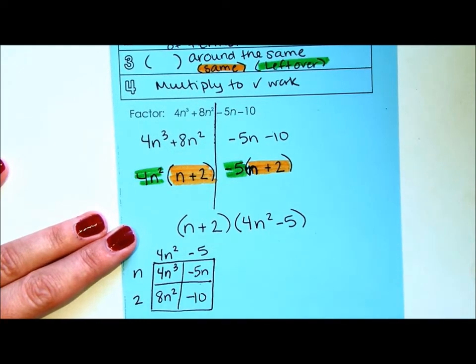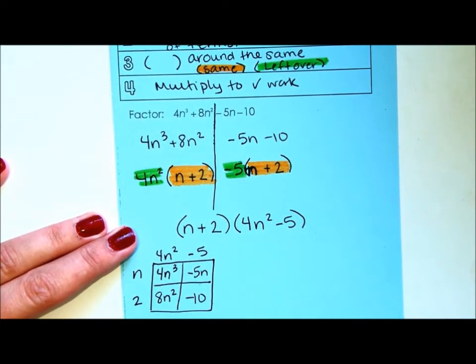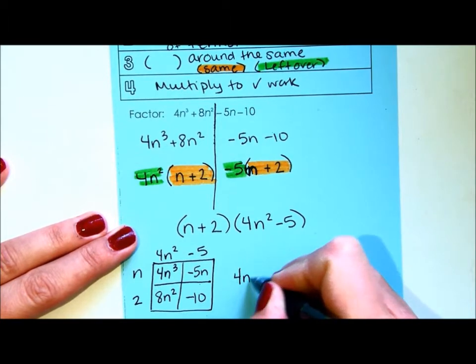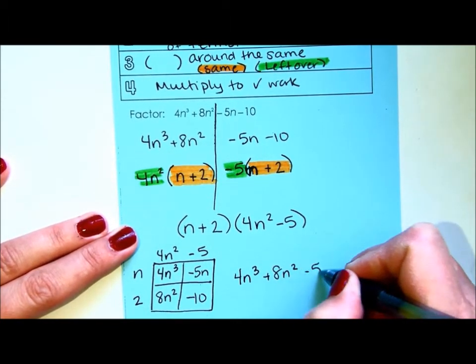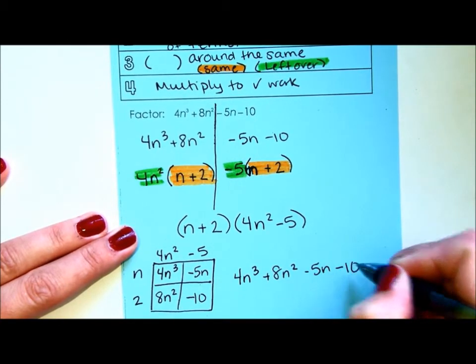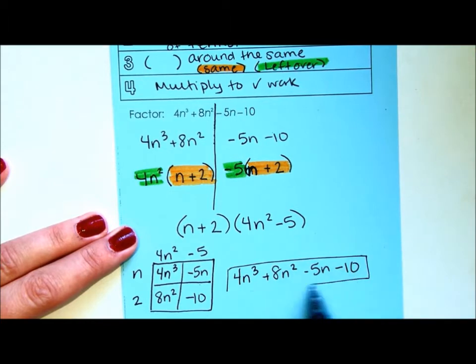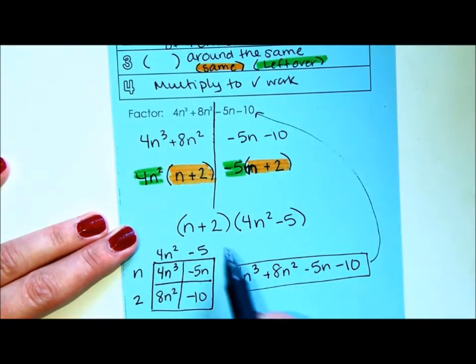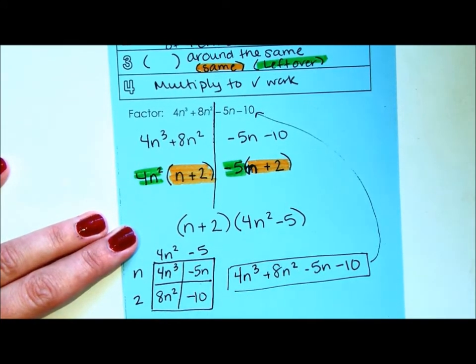Now, because none of these terms have a similar term, they don't have any commonalities, we're just going to write them as individuals. So once again, we get 4n to the third plus 8n squared minus 5n minus 10. And this matches our original answer up top. So therefore, the n plus 2 and the 4n squared minus 5 is our final answer.